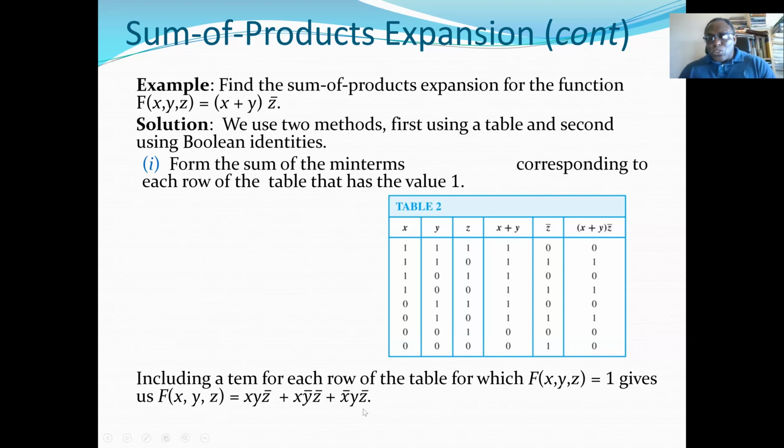So our total solution for the sum of product expansion will be X Y Z invert plus X Y invert Z invert plus X invert Y Z invert. We have 3 min terms here. Why? Because we have 3 ones in the output of the function.